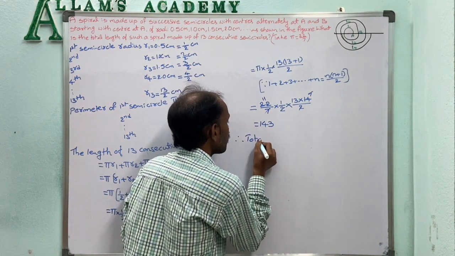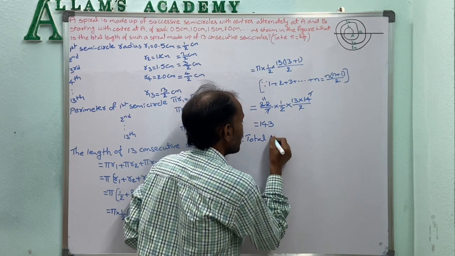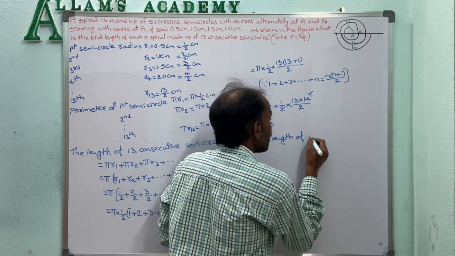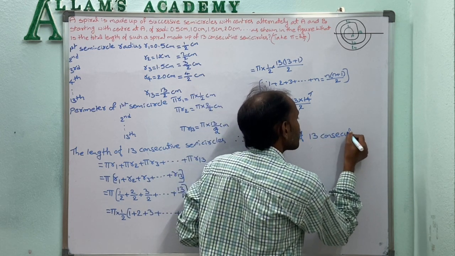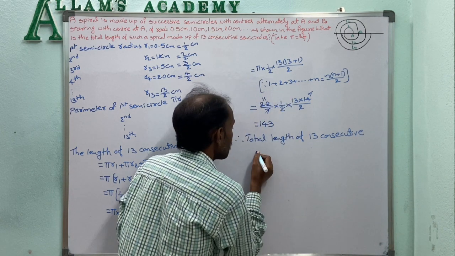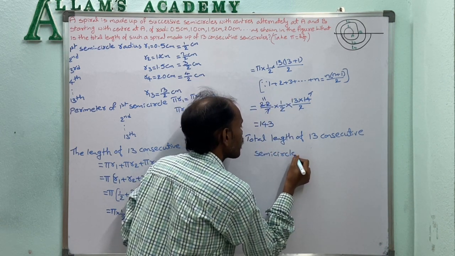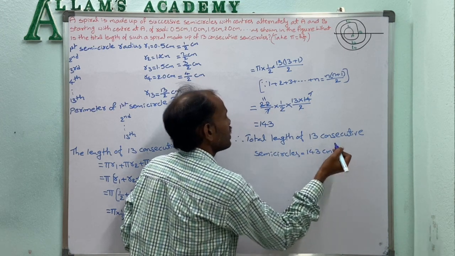Therefore the total distance, otherwise the total length of 13 consecutive semicircles, is equal to 143 centimeters.